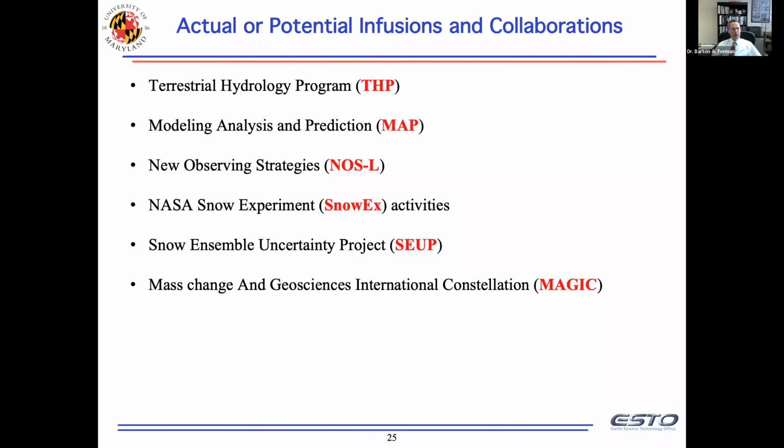We have a separate project where we're using LIS as part of this new observing strategy. This is related to fire and actually using commercial satellite imagery and tasking it to adaptively go and collect the information we want that maybe the NASA satellites aren't collecting. We're also using this framework as part of a SnowEx experiment that is ongoing in Alaska. Hopefully COVID will cooperate and they'll be able to do the field work. SnowEx has been shut down obviously for a couple of years, but hopefully things will be picking up. We're also using it as part of SEUP, the Snow Ensemble Uncertainty Project.